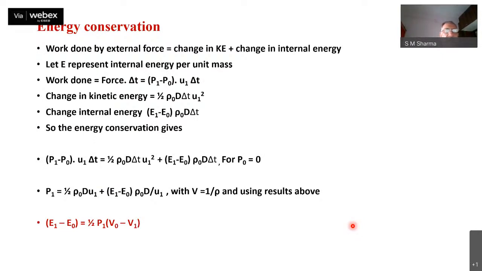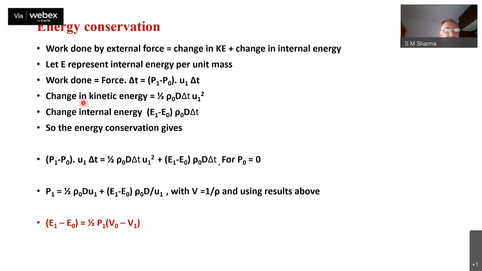In a similar manner, we can invoke energy conservation. Work done by the external force is the energy change, which appears in the form of change in kinetic energy and change in internal energy. Now the work done is force into distance, and the distance should be u1 times delta t. So the work done is (P1 minus P0) into u1 delta t.